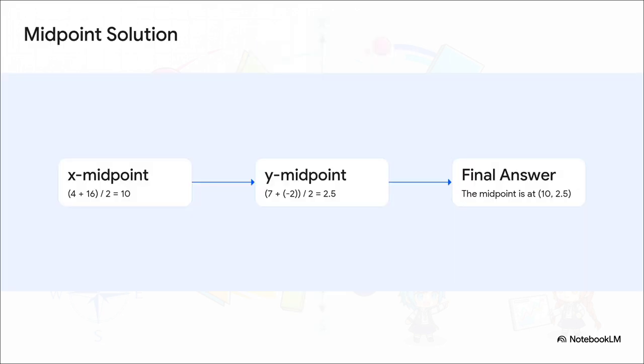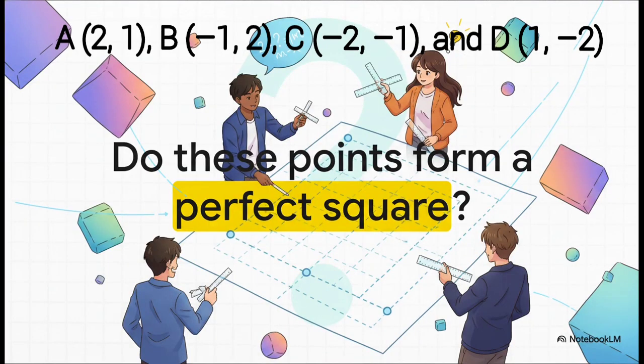We average the values. 4 plus 16 is 20, divide that by 2, and you get 10. Then 7 plus -2 is 5, divide that by 2, and you get 2.5. Put them together, and we find our perfect center balance right at the coordinates 10, 2.5. Moving on to question 4.